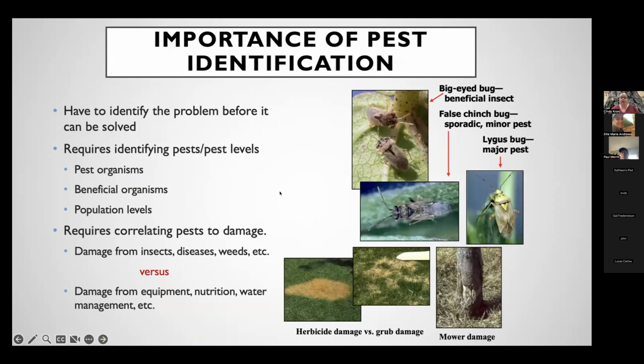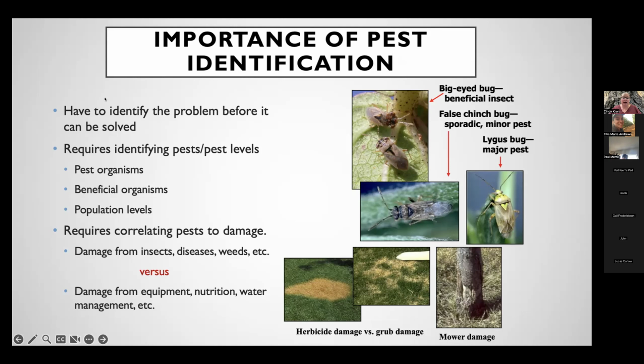So, the importance of insect identification. On the right-hand side, we have three true bugs that look very similar. The big-eyed bug is a beneficial insect here. This is a false chinch bug, which is a sporadic minor pest, and then a lygus bug, which is a major pest. Being able to tell the difference between these three is important, but just being able to tell the difference for any insect you see out in the field is important. You don't want to mistake this as being a beneficial and do nothing about it. And you don't want to mistake this as being a pest and then try to get rid of them.